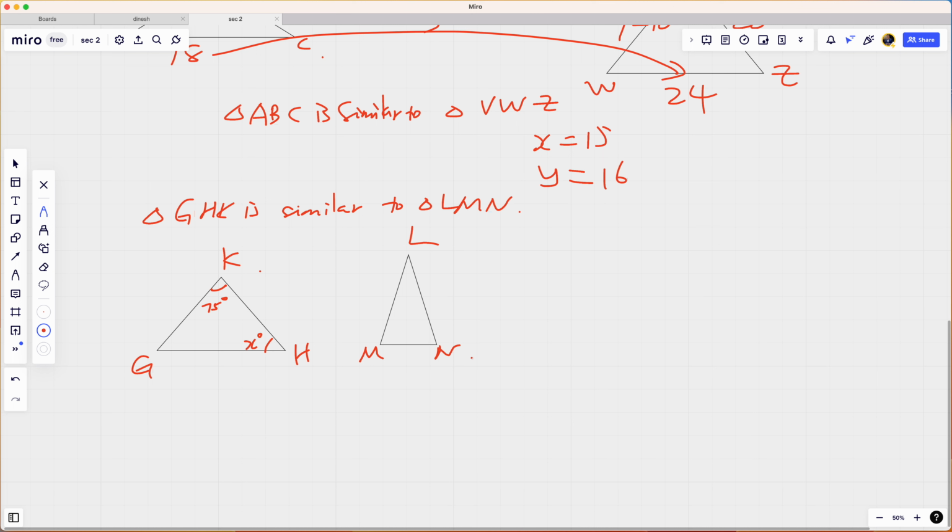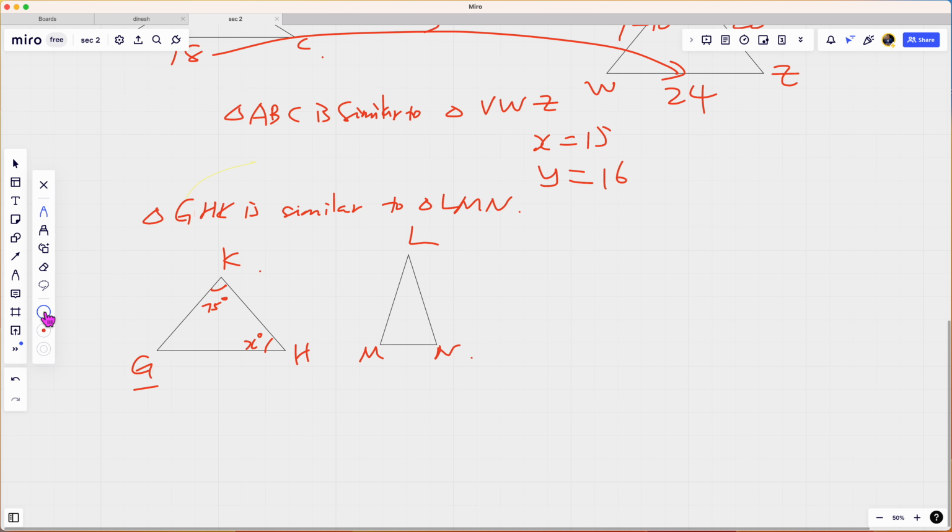Oh, no, you need to rotate it. Your G is here, right? Your L is where? Your L is on top, right? So in a way, they never match for you. You notice G matches with L, H matches with M. So that means what I'm supposed to see is G.